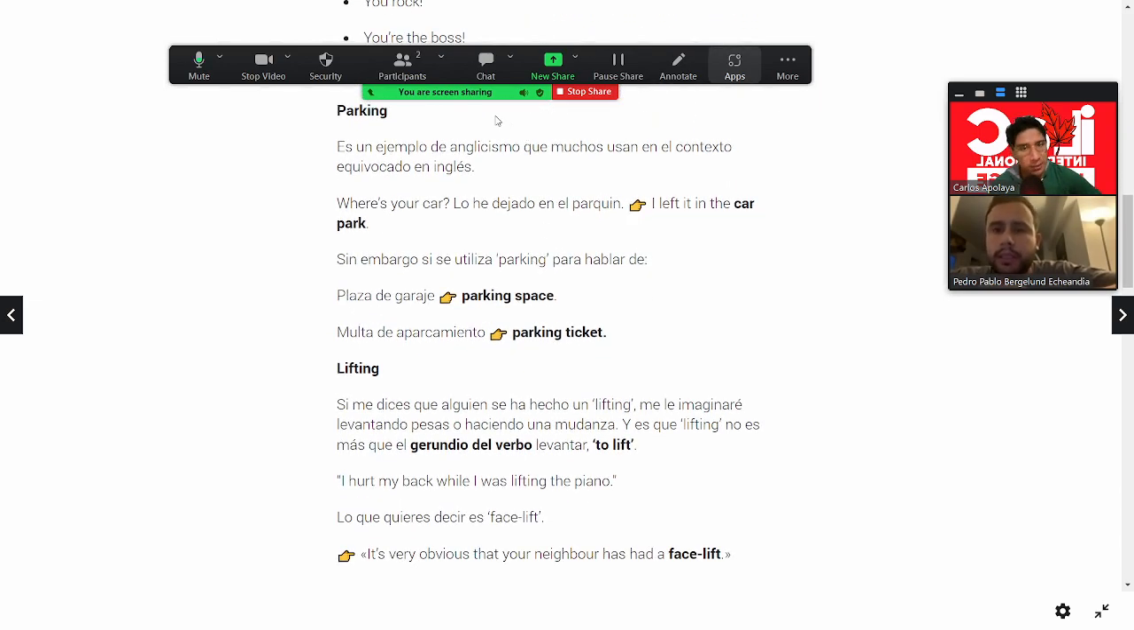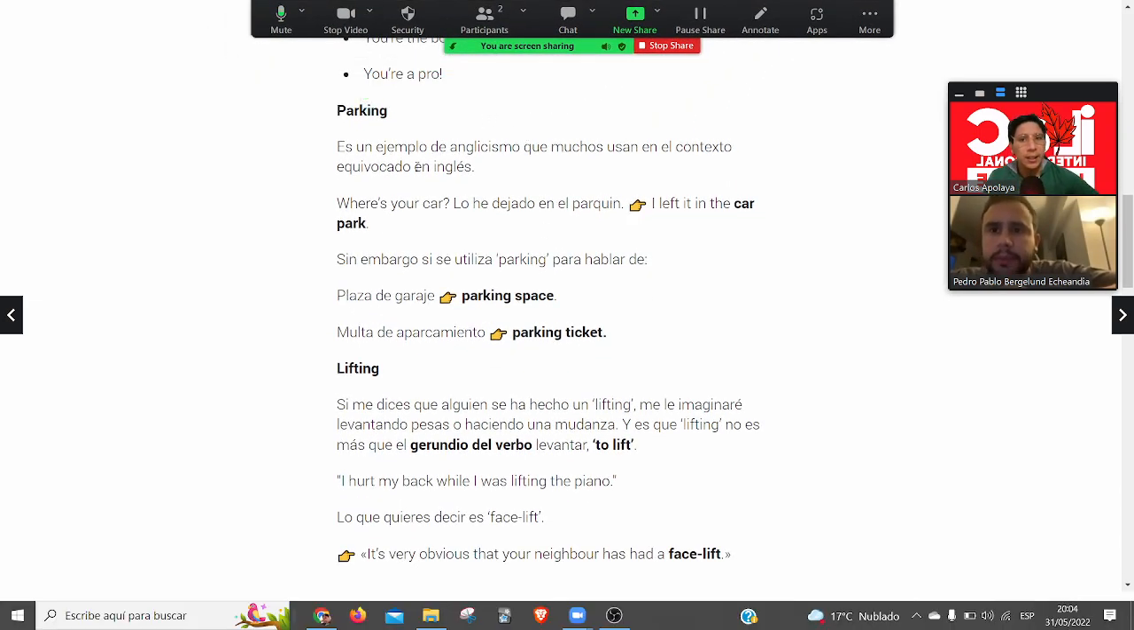This is another one that is pretty common in English. Parking es un ejemplo del anglicismo que muchos usan en el contexto equivocado. Por ejemplo, te preguntan, where's your car? Lo he dejado en el parking. Parking no existe. Tienes que decir, I left it in the car park. Car park viene a ser la playa de estacionamiento. Todo ese lugar grandazo es el car park, ¿ok?